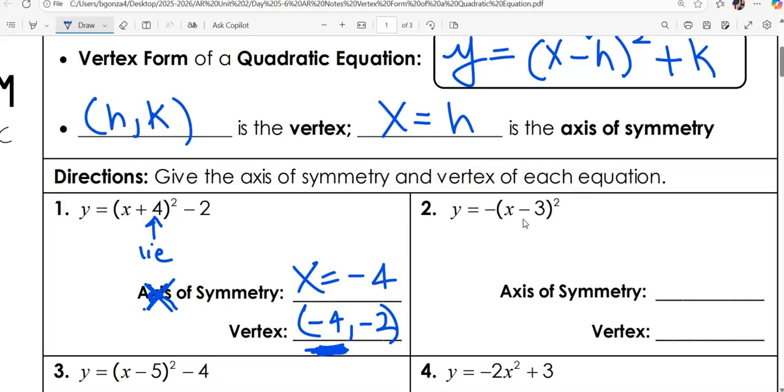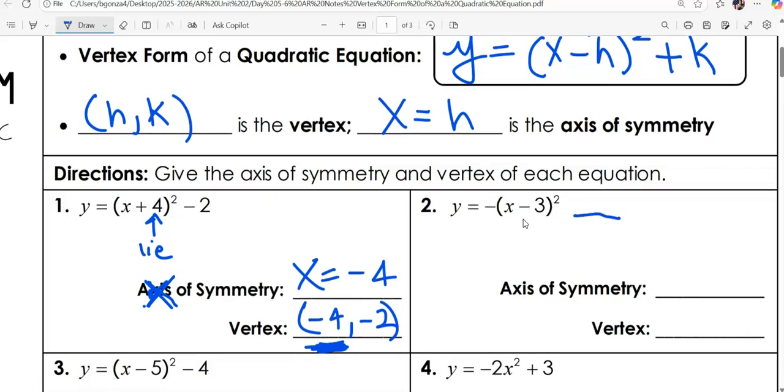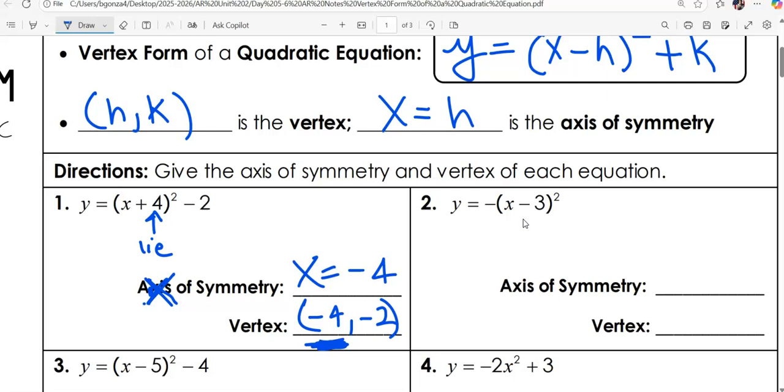Now hold on one second. What about number 2? Does 2 look like number 1? Kinda. But there's nothing right here, right? What do you think that means if there's nothing right here? It's a 0. There's an invisible 0 there. So no number here means plus 0. Go and write that plus 0.